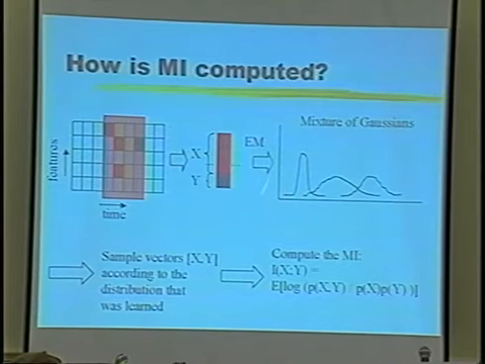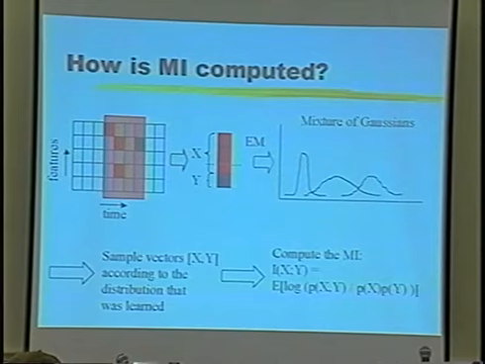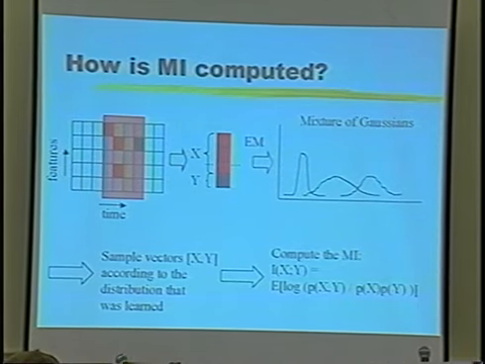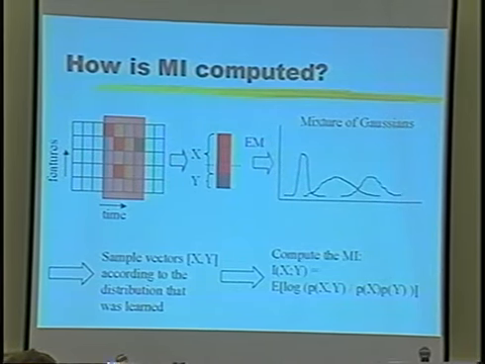And then from this, we model the density using Gaussians. From this model, we sample vectors XY according to the distribution, and then compute the mutual information using the law of large numbers. So we typically need to go to 10,000 samples or so. And I'll talk later about how it's done in the bivariate case. It can be done this way, but it also can be done differently.